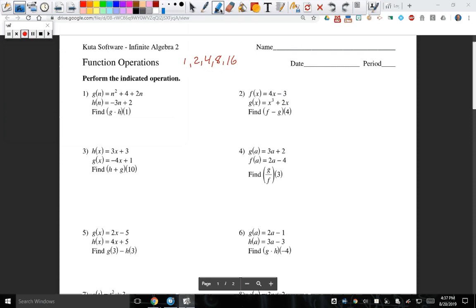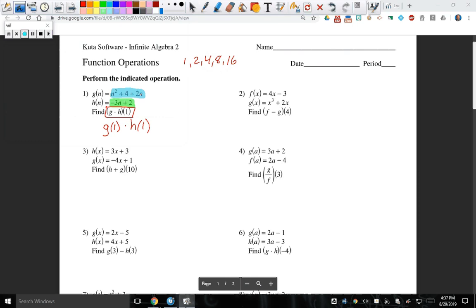Notice that I'm given g of n as this function right here. I'm also given h of n as this function right here. And what the question is asking is for me to find the product of g times h of 1. So remember what we talked about in class. This product is the same as if I do g of 1 times h of 1. Okay? This is different than compositions.